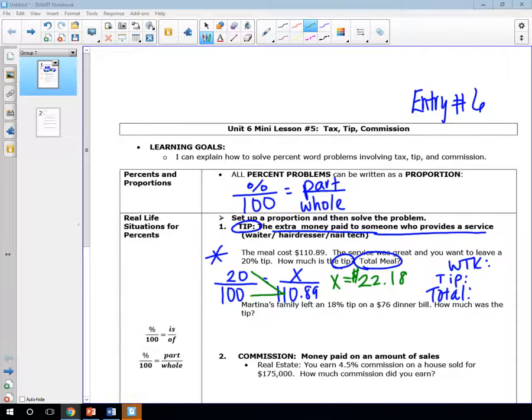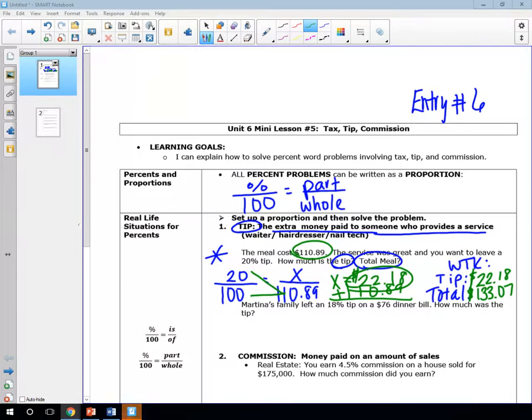When I cross multiply and divide, I get $22.18. Now, go back to the problem. It asks for the tip and the total. So what do you think that $22.18 is? That's right, that's the 20% tip. So I'm going to go to the side and write that in, $22.18. And then if I want to find the total, I've still got to pay for my food, and I have to pay for my tip. So what do you think I'm going to do with those two? That's right, I'm going to add them. So $22.18, I'm going to add that to $110.89. And when I add them, I get that my total bill for all of my food and the tip is $133.07. And after I'm done, I go back and read the question again to make sure I've answered my WTKs.